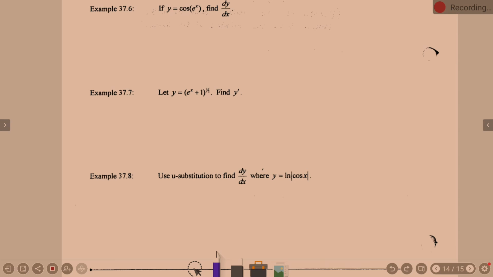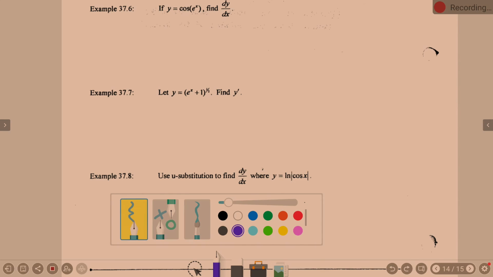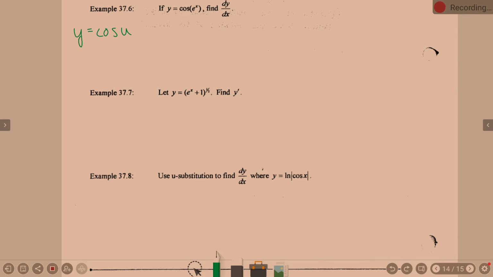Y equals cosine of e to the x, find dy dx. What's our outside there? What's our big function? Cosine. Okay. So if y is cosine of u, what's the derivative of cosine of u? Negative sine of u. Yep. Negative sine u.